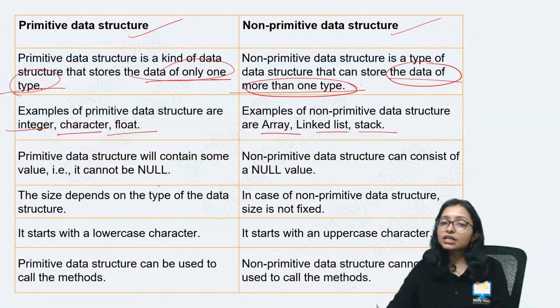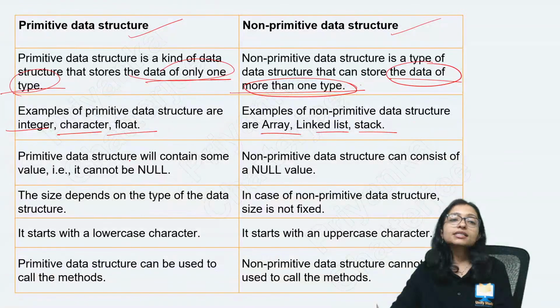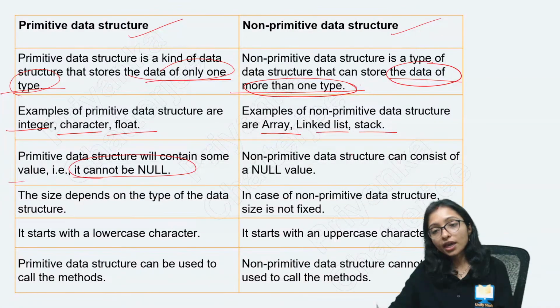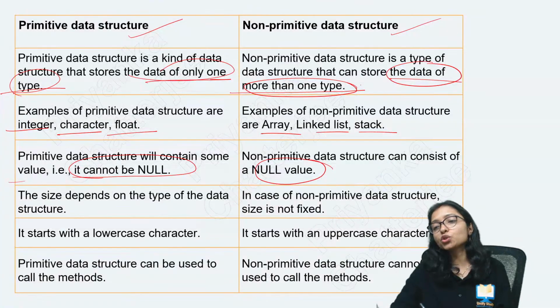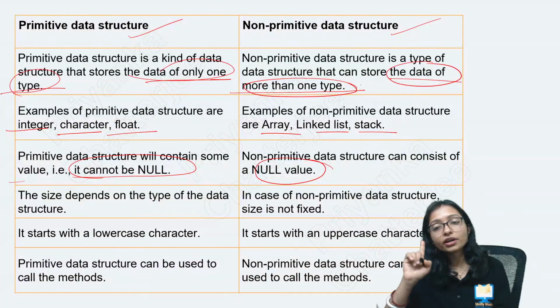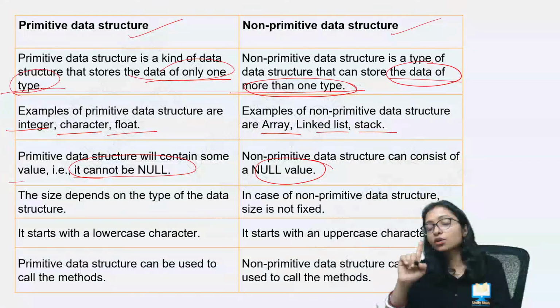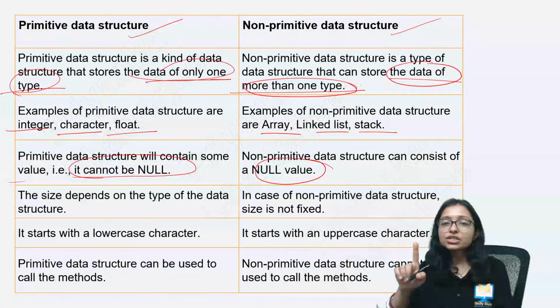A primitive data structure will contain some value, that is, it cannot be null. But a non-primitive can consist of null values also. These theories are very, very important, I am telling you. Don't ignore these theories. Multiple theory questions are coming nowadays, right?